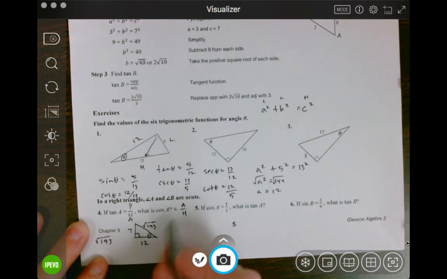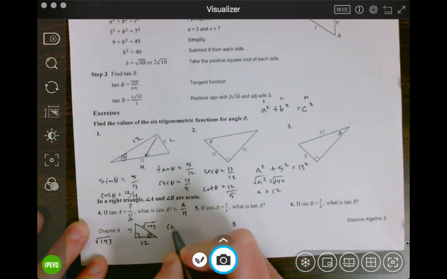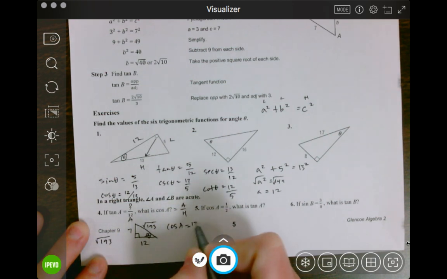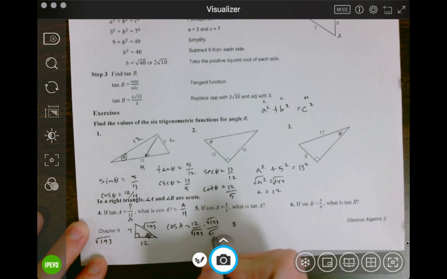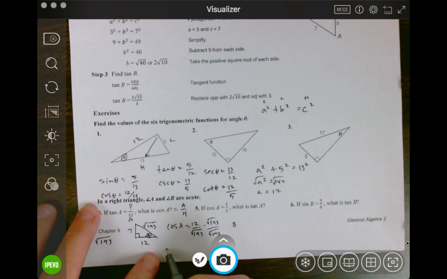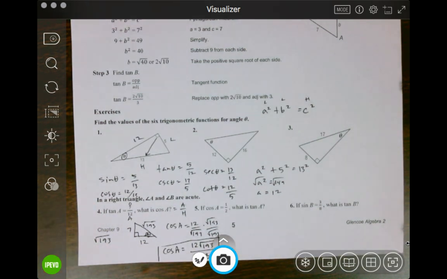So then cosine of A would be adjacent. This should be A, not theta. Cosine of A is adjacent, so 12 over my hypotenuse. Remember, that's illegal, so we have to multiply the top and the bottom. So our final answer for cosine of A would be 12 square root of 193 all over 193. Good.